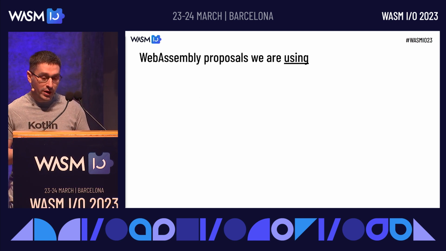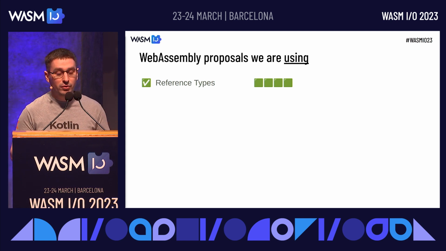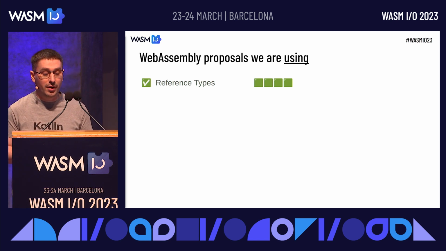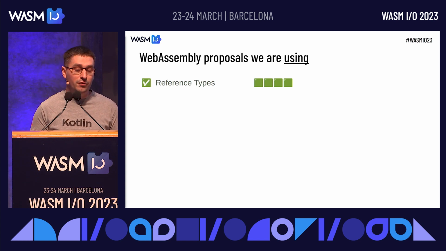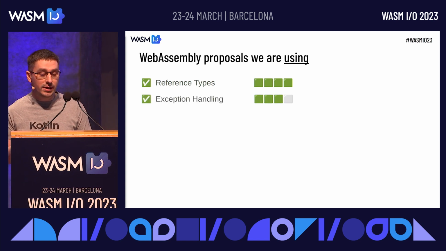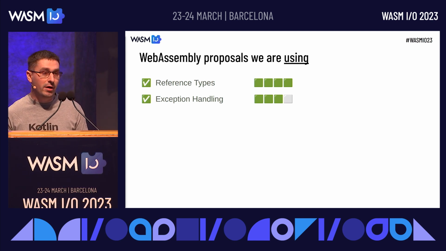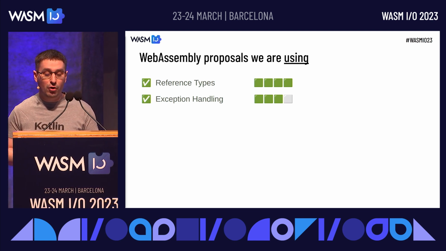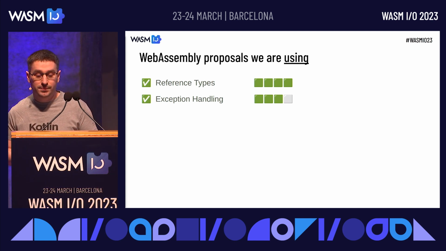We are using the following proposals. Reference types, which introduces basic reference types and instructions to work with them. It's already part of the core specification and implemented by most VMs. Next is the exception handling proposal. As you can guess, it introduces exceptions, some ways to throw and catch them. It's in phase 3 or 4, but it's available by default in all major browsers.